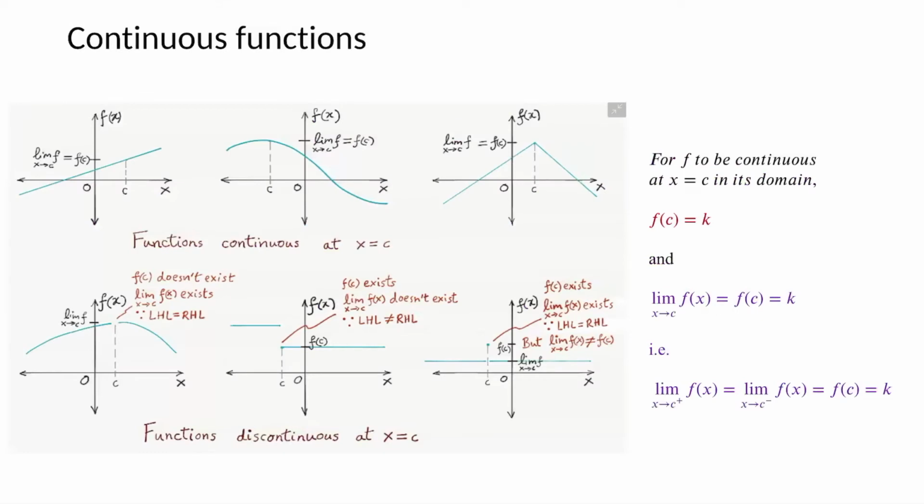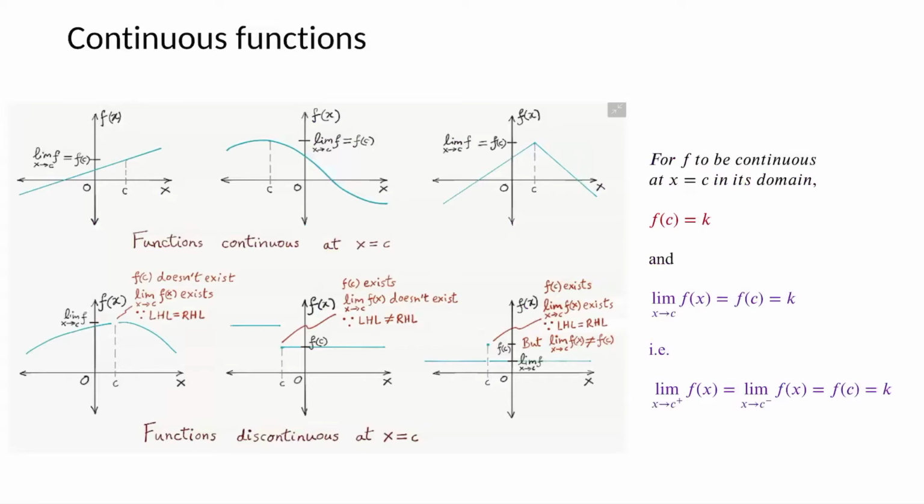But first, for a couple of minutes, let me summarize the concept of continuity. We had seen in the last session how we find whether a function is continuous or not. Now look at these 6 graphs here. The graphs on the top represent continuous functions at all the points.